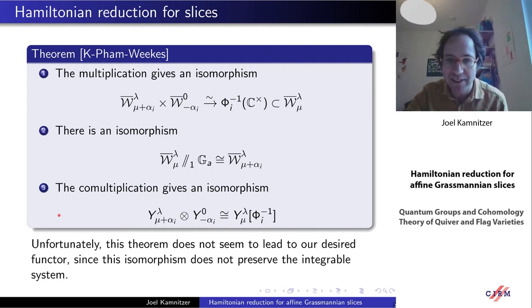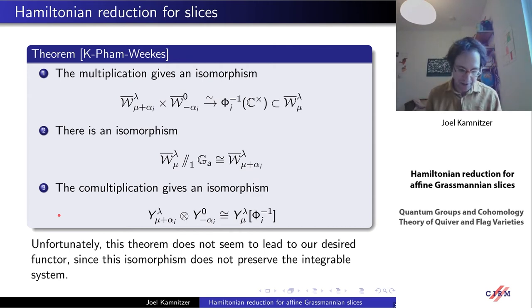And the bimodule is something like Y lambda mu modulo the left ideal generated by phi I minus 1. It's a kind of quantum Hamiltonian reduction statement. Anyway, that's fine. You can use a bimodule.